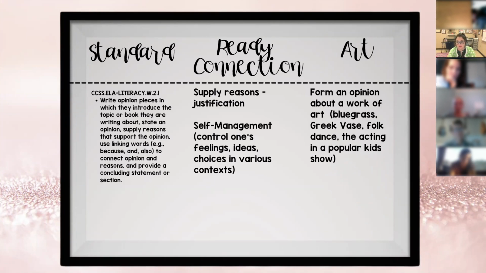We see this all the time with adults, y'all. You can't just make up something and say it's your opinion and you have nothing to support that. So that's a self-management skill, being able to control your feelings and your ideas, being able to recognize, just because I feel like this is the way it should be, I don't have any reasoning for that. I've got to write and I've got to justify. So there's a strong connection there.